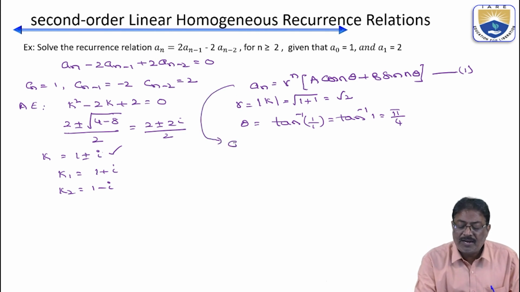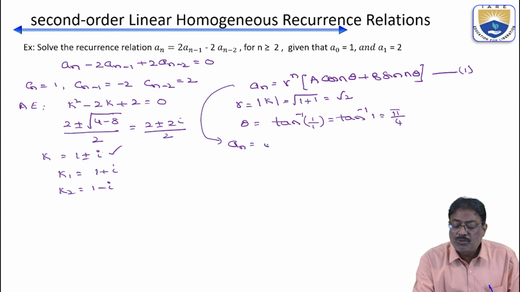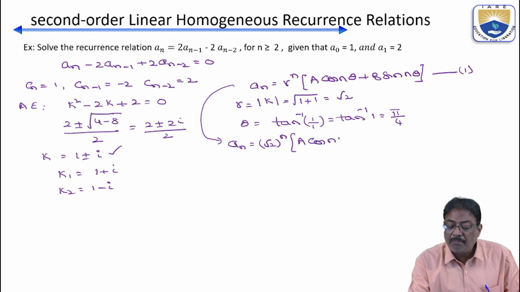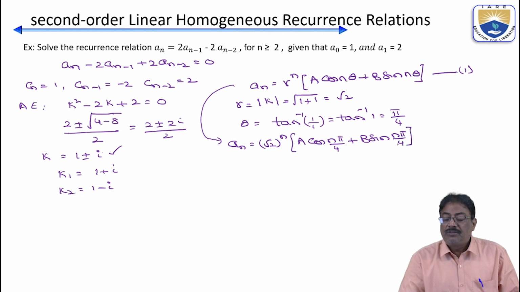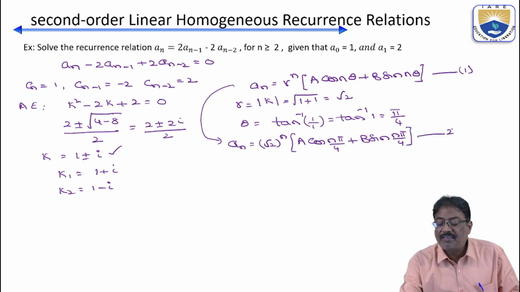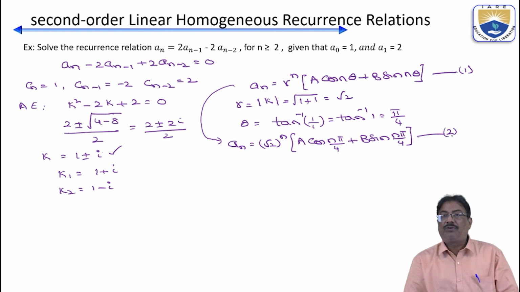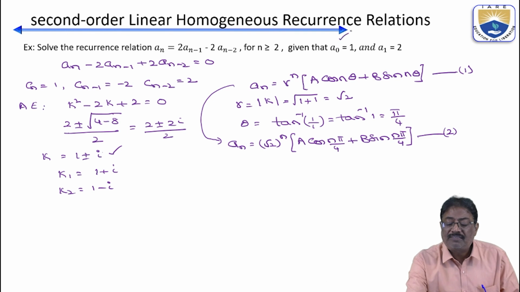So now a_n is equal to root 2 to the power n, times a cos(n pi by 4) plus b sin(n pi by 4). Let us take this as equation 2. Now we are going to find out what the a and b values are by substituting these conditions.